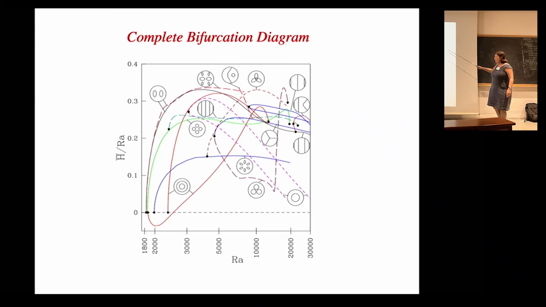This is the complete bifurcation diagram that I found. There are 17 branches here, and I was so proud until today. What did you tell me? 65? 65, yeah. Usually when I say 17, people say, oh, wow! But I don't think I'd do better now. It's mostly a question of patience.